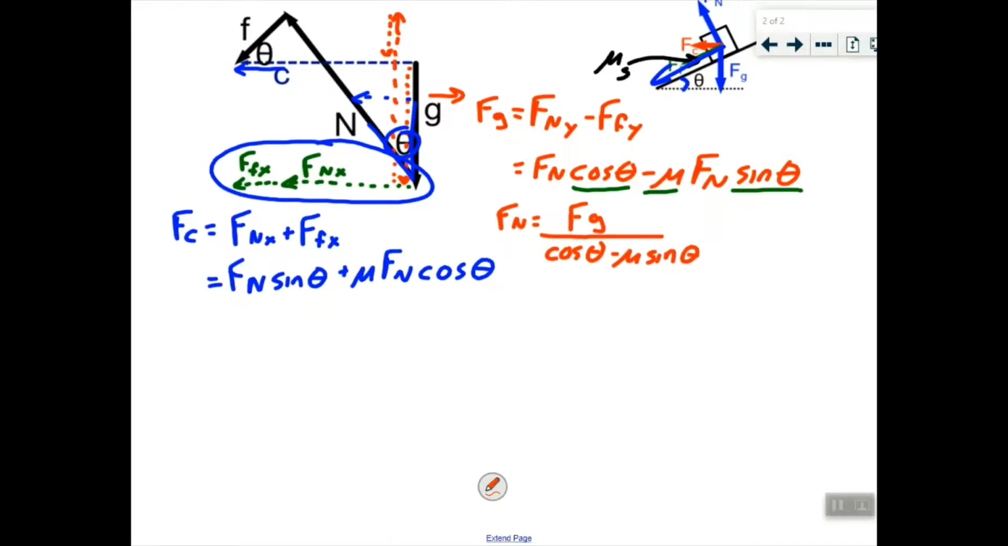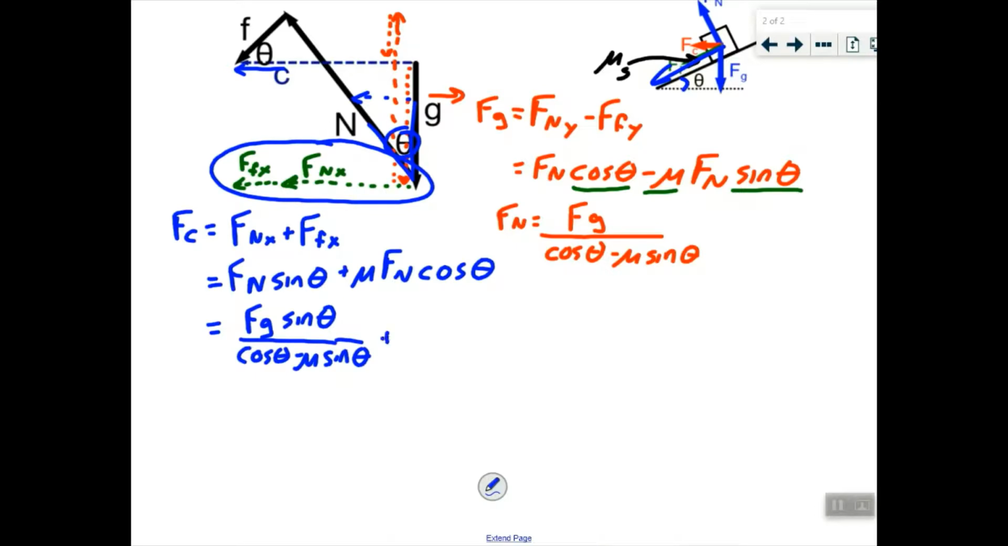So I can now put that in for my Fn on the other side. So let's come down here and say Fn is replaced by Fg over cos theta minus mu sine theta. So I'm going to say Fg sine theta, so that's what's coming down from above, the sine theta, and then it's Fg divided by cos theta minus mu sine theta. So there's my first term.